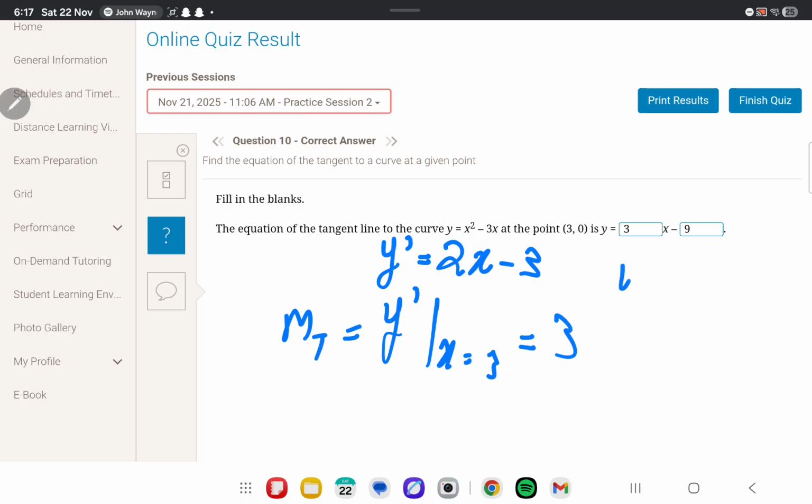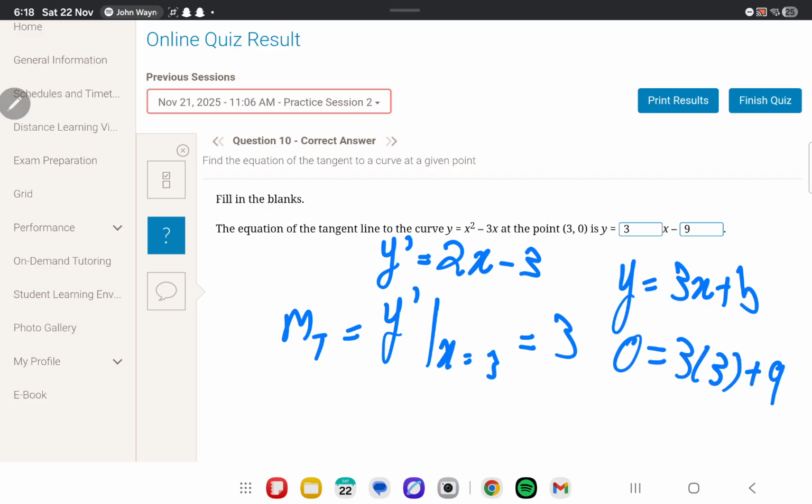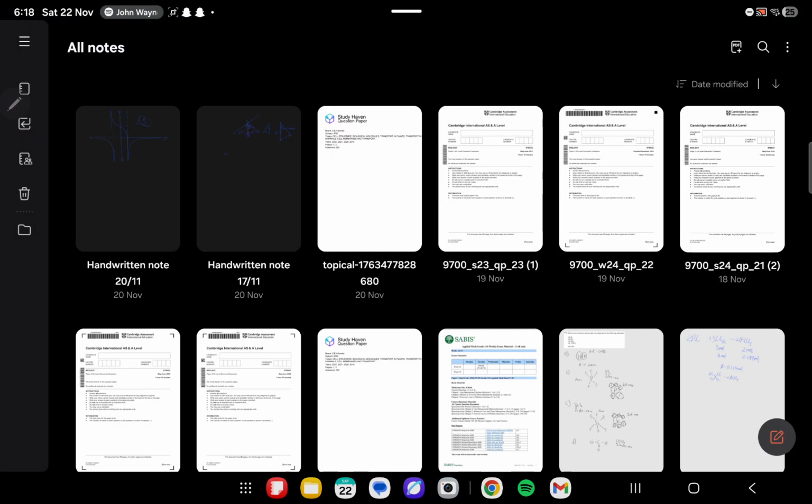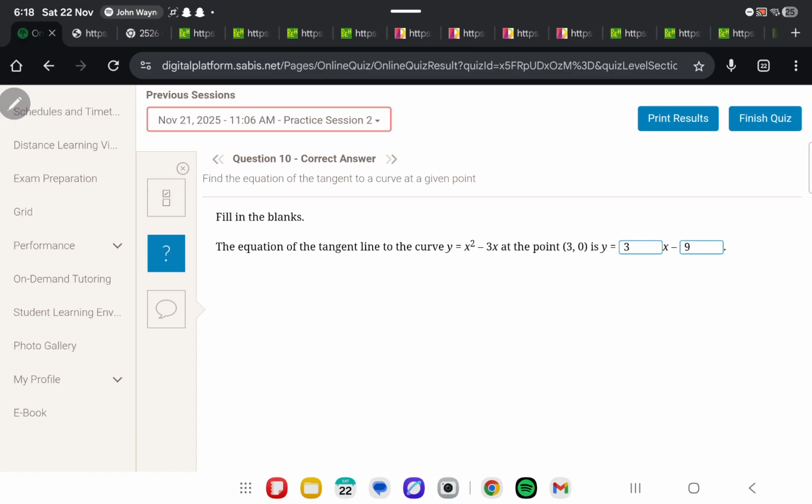Now I have it in the form of y equals 3x plus b. Now, b I can find. I have x, I have y, so 0 is equal to 3 into 3 plus b. Remember, I'm plugging in x and y, so 0 is equal to 9 plus b. So that means b is equal to -9, and that's my answer. Where am I? Oh, those are the Samsung notes. Okay, done.